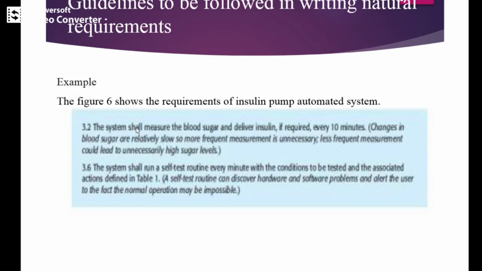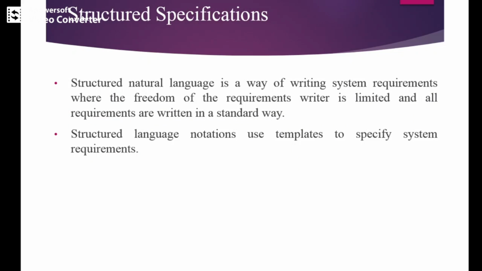The first one tells that the system shall measure the blood sugar level and deliver insulin every 10 minutes. The system shall, so that is a mandatory requirement. The system shall also run a self-test routine every minute with the conditions to be tested and the associated actions. So this is the way of specifying the requirement.